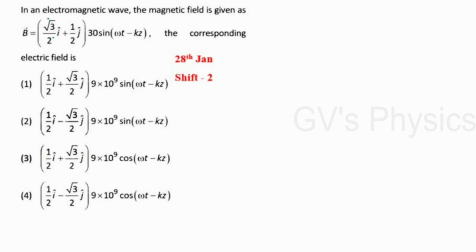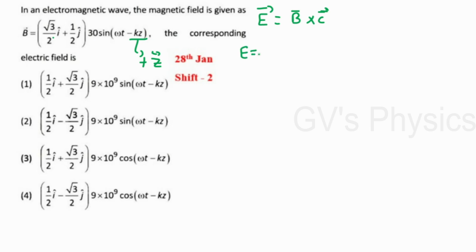So next one, it's a most important question. In an electromagnetic wave, the magnetic field is given as, they have given the equation for the magnetic field. Then we have to find the corresponding electric field. First of all, the wave is propagating in the positive z direction, that is k cap. And to find the electric field, we can take the formula: electric field vector is equal to B cross C. Okay, so we have to take the cross product.